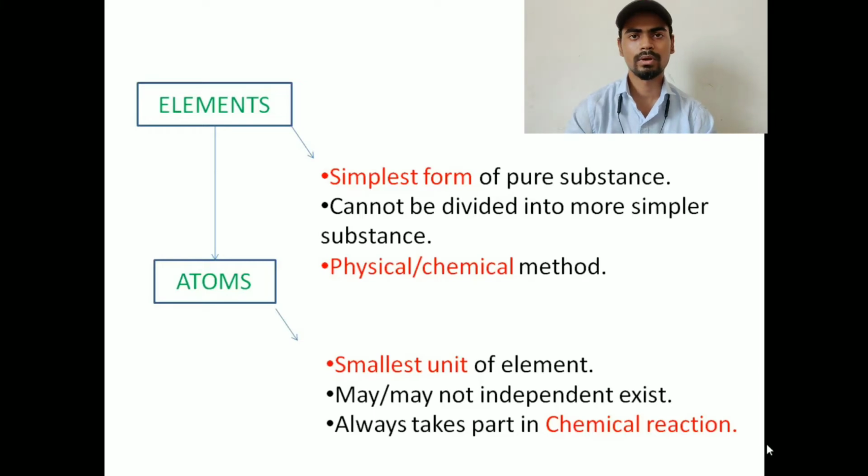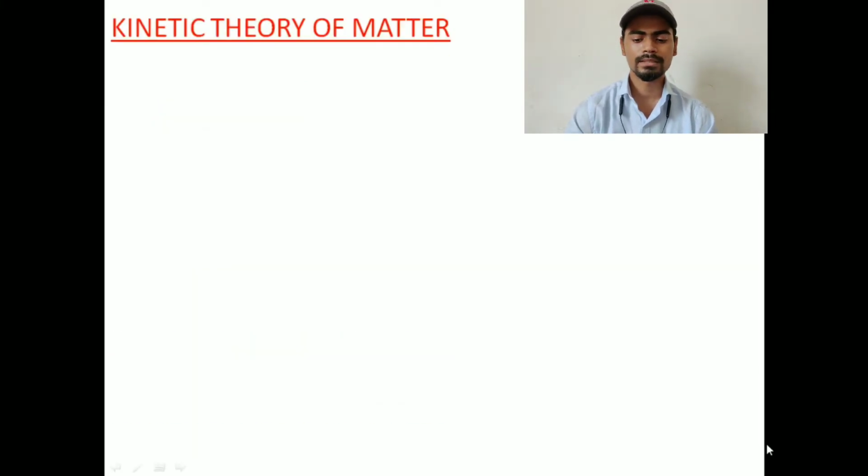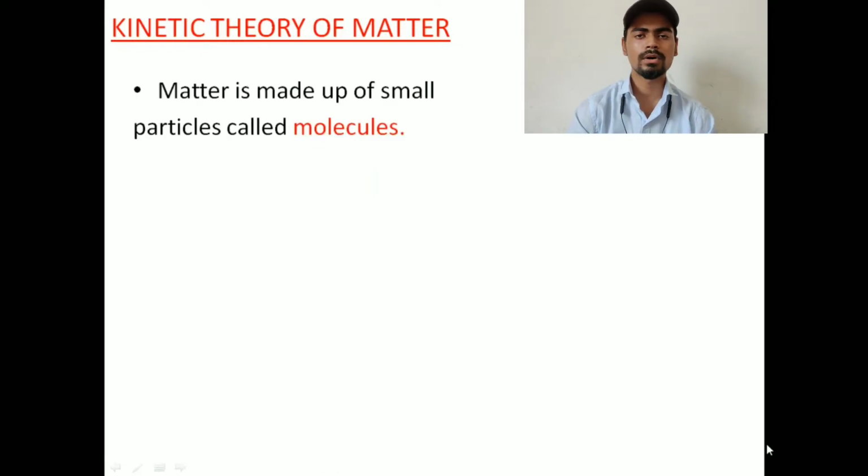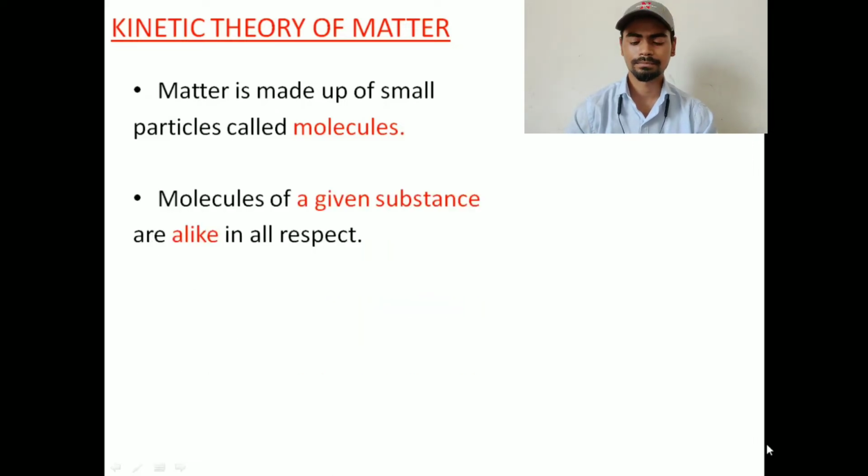Now let us quickly move to the next topic, the kinetic theory of matter. This theory is about 200 years old. There are a total of 7 points, and we are going to discuss them one by one. The first point: matter is made up of small particles called molecules. We already studied this, right? When the molecules combine, they form matter.